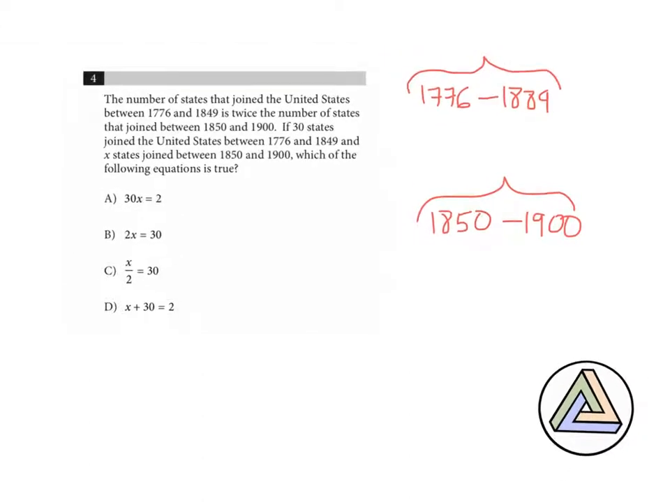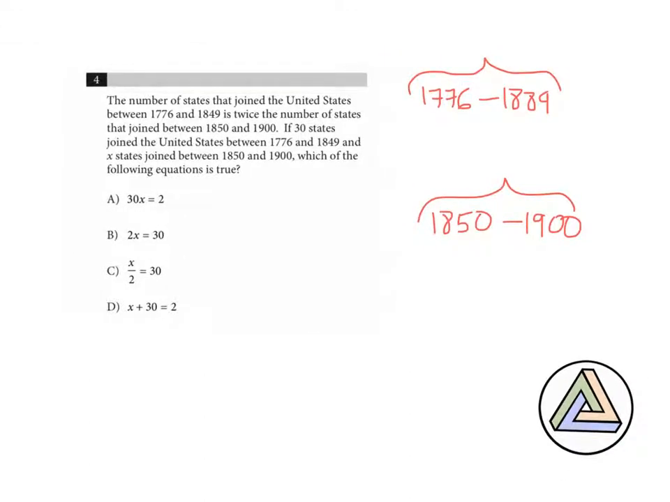Now, according to the information, it was 30 states that joined here, and according to this information as well, this 30 is twice the number of states that joined between 1850 and 1900. So clearly this is going to be 15 right there. If that's twice the number of states that joined during this time period, then clearly that's going to be half, which is 15.